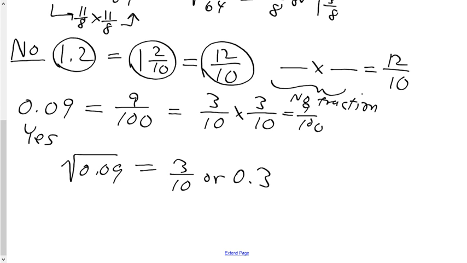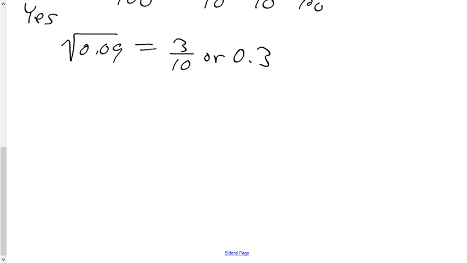Let's try one more. All right, here's a tricky one. Is 1 and 7/9 a perfect square? Is 1 and 7/9 a perfect square? Go ahead and work that out. See if you can figure it out, and let me know if 1 and 7/9 is a perfect square. I'll press pause and you guys can work it, and then we'll press unpause.